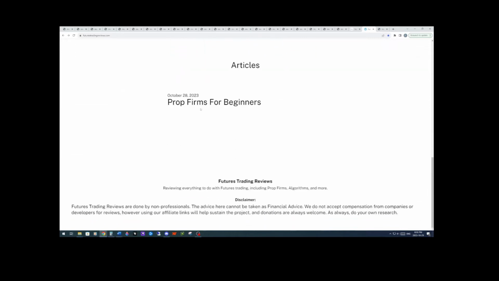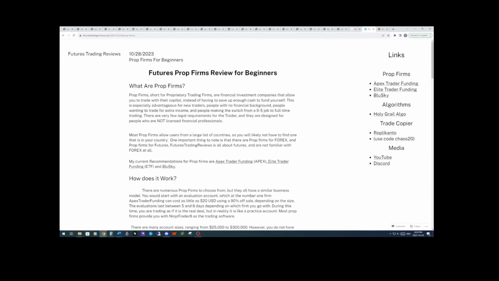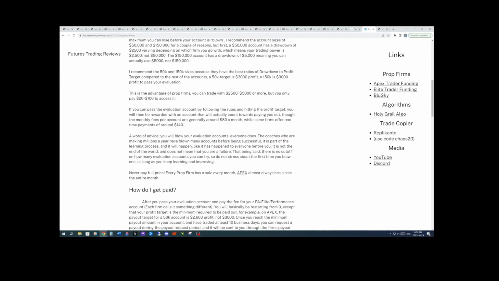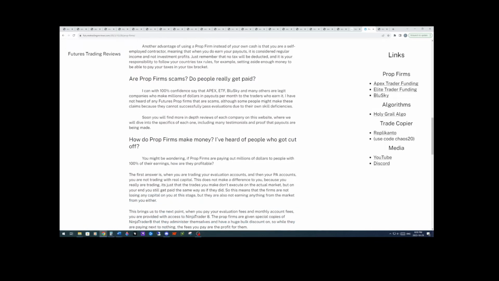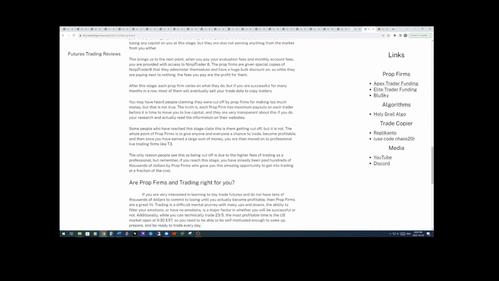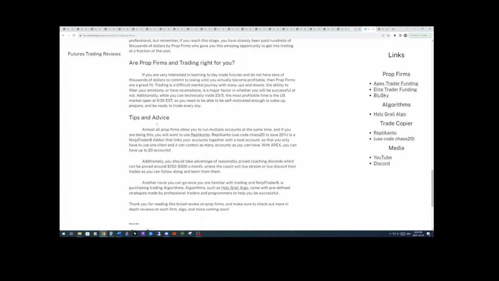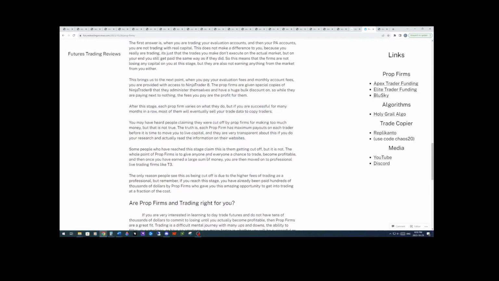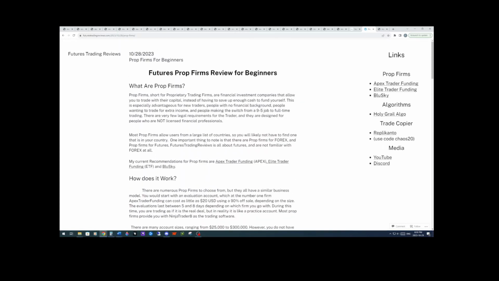So then I go down here, and the first thing I've written, aside from the disclaimer, is an article on prop firms for beginners. Kind of like an introduction: how do they work, how do you get paid, are they scams, how do they make money, is trading right for you, and then a couple of tips and advice. I know mostly everybody here is probably already using either Apex or ETF or something, but if you're having a little bit of trouble describing it to people or introducing new people to it, you can send them over to that article, and I plan on writing more stuff in the future.